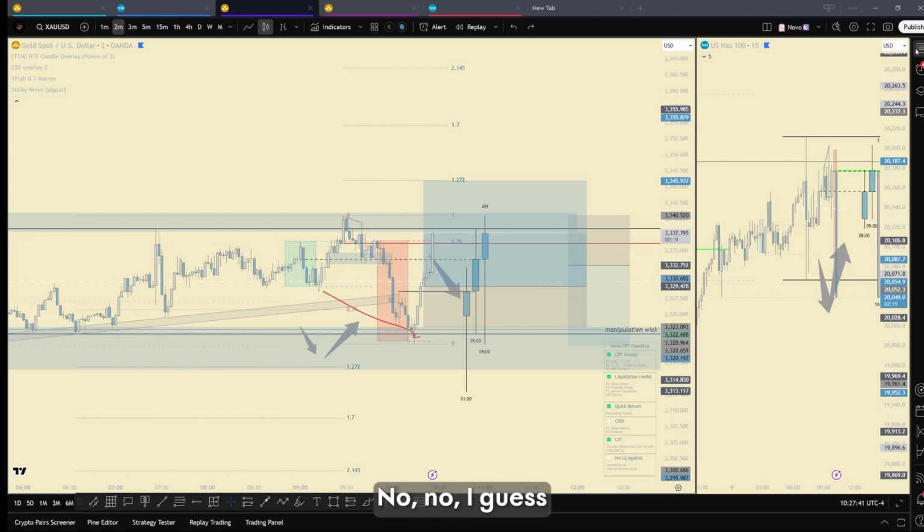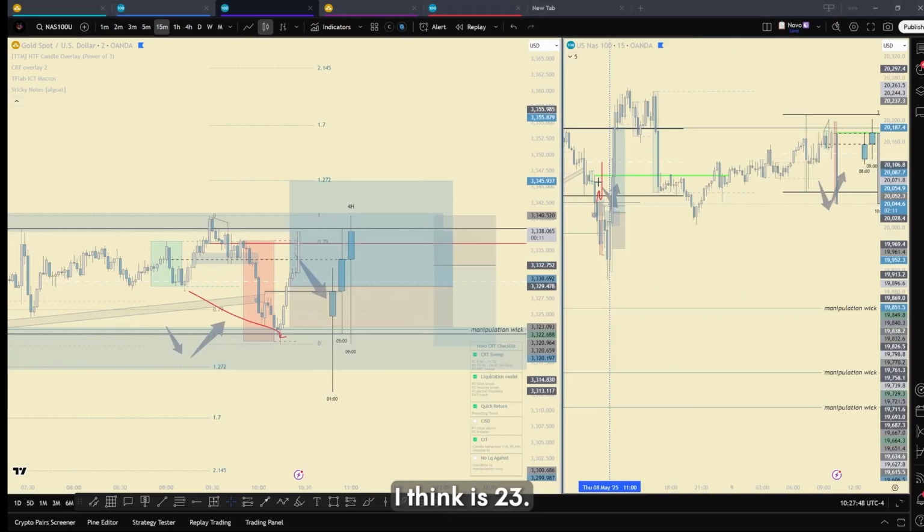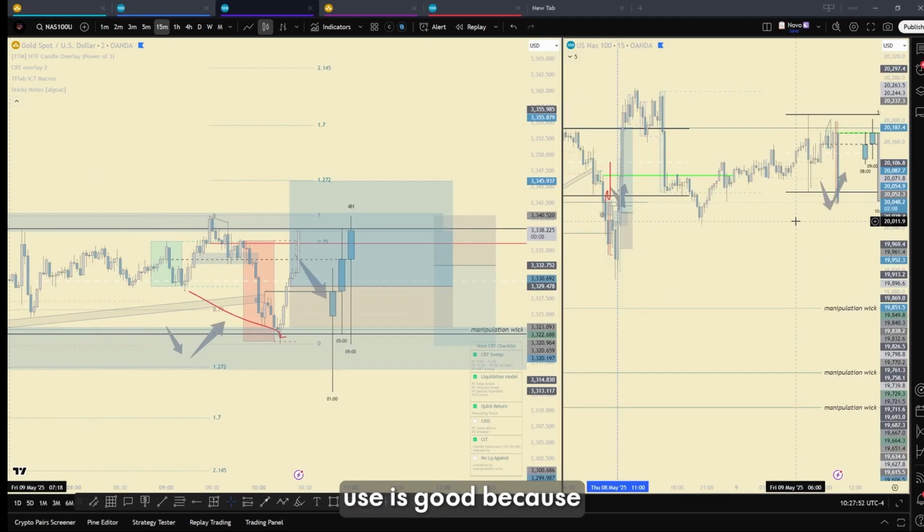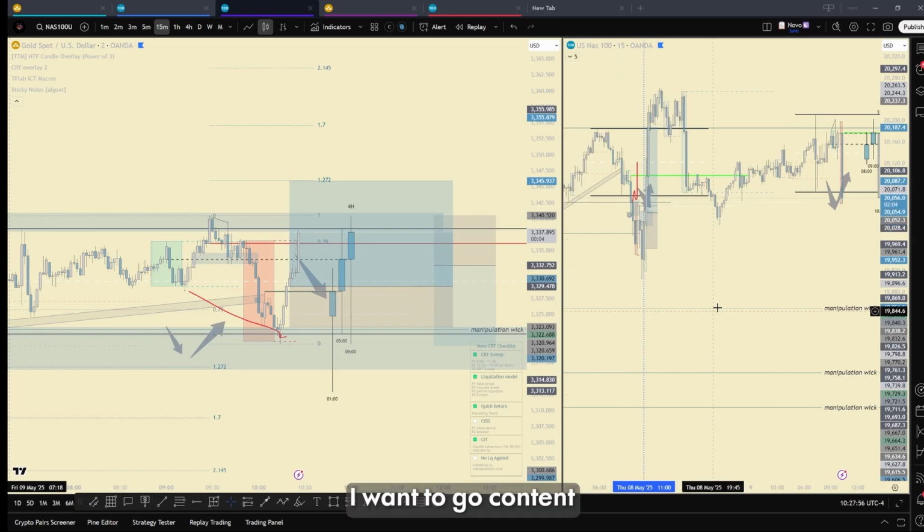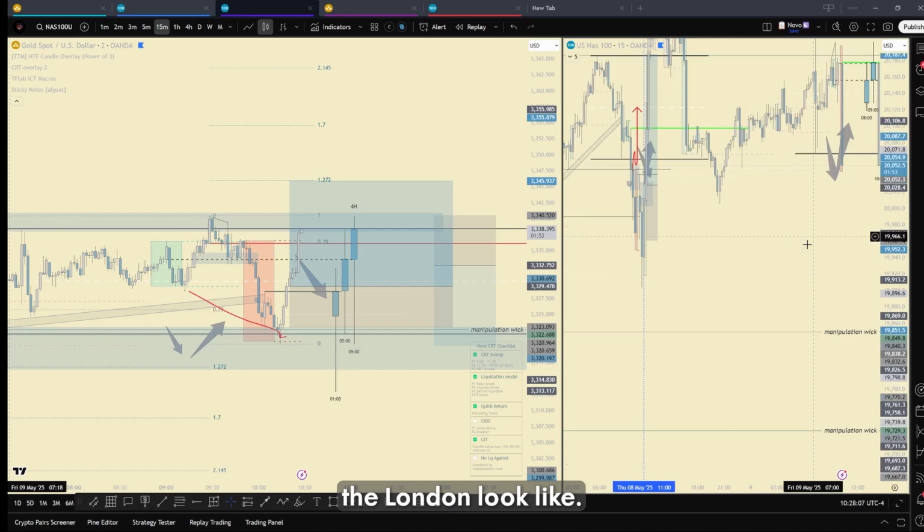Okay, now Nasdaq is doing the sweep. We're gonna get a bullish sweep, which is good because honestly Nasdaq has been bullish the entire week. I don't want to go against that. And we finally stopped at that London low point there.